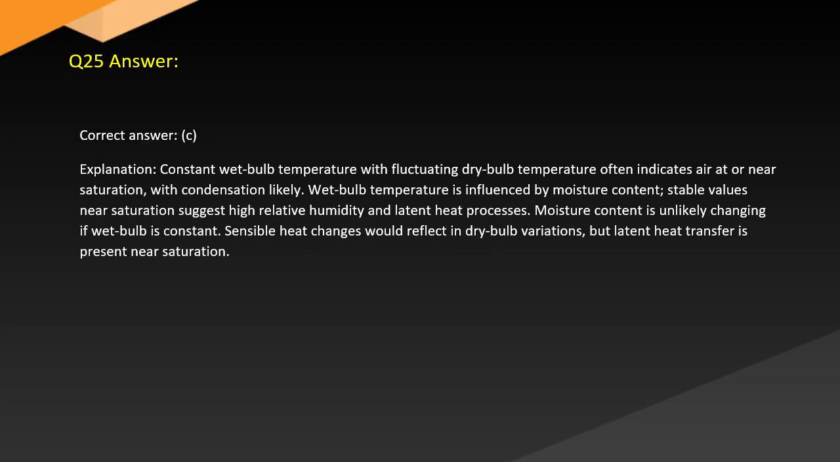Answer. Correct answer: C. Explanation. Constant wet bulb temperature with fluctuating dry bulb temperature often indicates air at or near saturation with condensation likely. Wet bulb temperature is influenced by moisture content. Stable values near saturation suggest high relative humidity and latent heat processes. Moisture content is unlikely changing if wet bulb is constant. Sensible heat changes would reflect in dry bulb variations. Latent heat transfer is present near saturation.